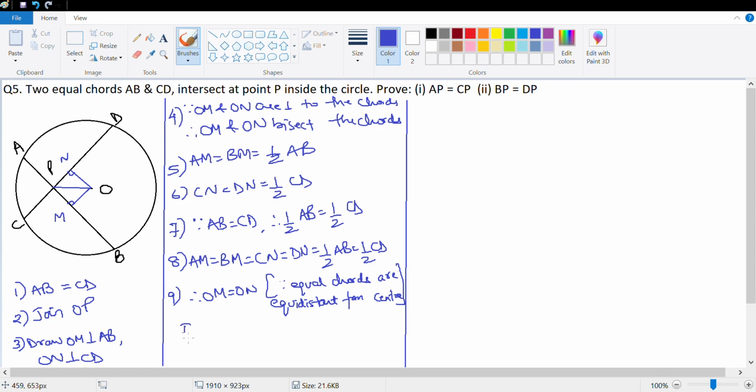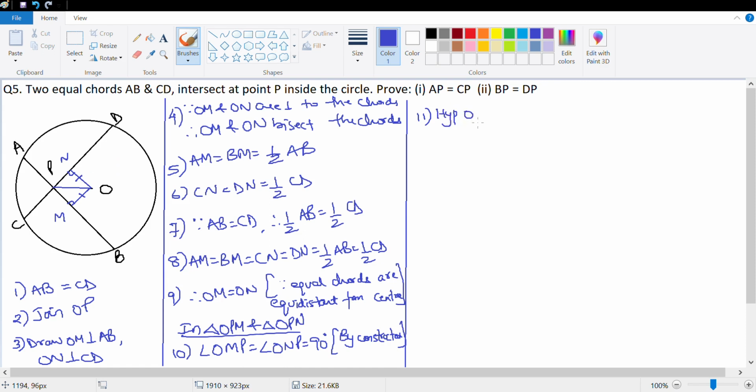Right? So let's look at these two triangles and try and prove them congruent. So in triangle OPM and triangle OPN, is there anything common? Yes, we have angle OMP is equal to angle ONP is equal to 90 degrees. This is by construction because we've constructed it as perpendicular. Next part would be I have ON equal to OM, which means hypotenuse OP is equal to hypotenuse OP.